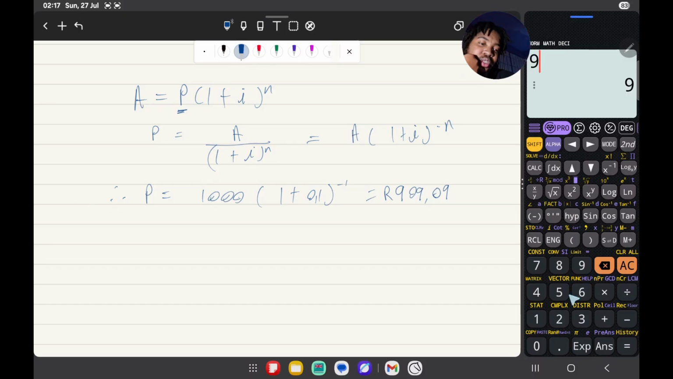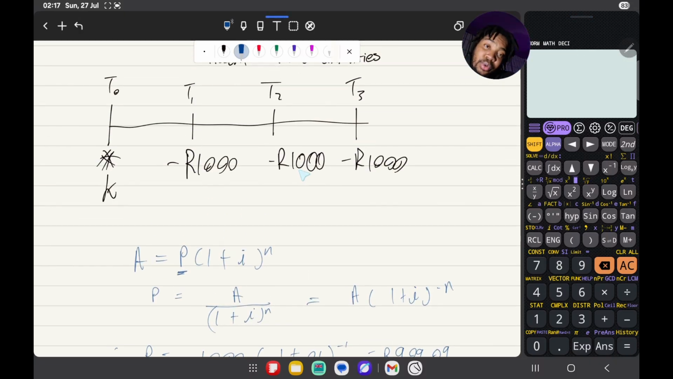I mean, I can just show you now. Say 909.09 into 1 plus 0.1. Right, look at the value. You round it off to the nearest two decimal points, because cents are two decimal points. You get exactly 1,000 rand, right? So cool. So now let's go for the second withdrawal.